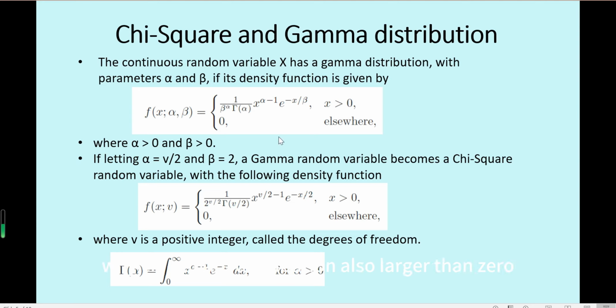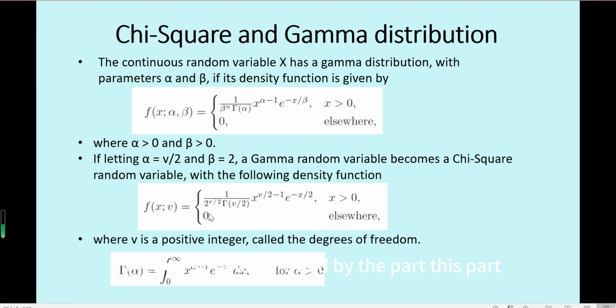This is why chi-square distribution is also larger than 0, because chi-square distribution models the random variable's square, which is never a negative value, right? And both alpha and beta are positive parameters. So if we let alpha equal v divided by 2 and beta equal 2, a gamma random variable will become a chi-square random variable.